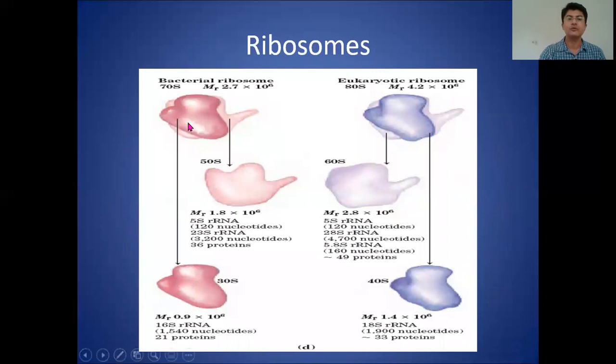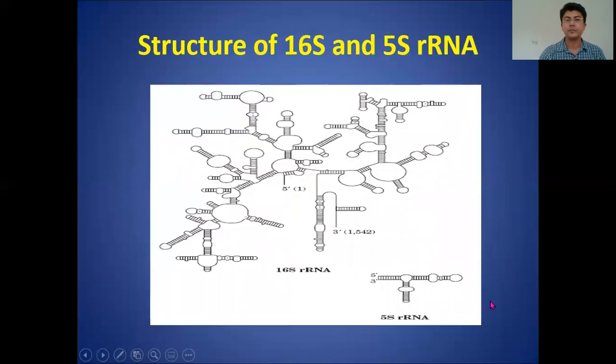So here, 70S ribosome found in the bacteria and 80S ribosome found in eukaryotes. They are made up of ribosomal RNA and proteins. So 70S is composed of 50S subunit and 30S subunit. 50S consists of 5S ribosomal RNA and 23S ribosomal RNA, whereas 16S ribosomal RNA is found in the small subunit of the ribosome. Similarly, the large subunit of the eukaryotic ribosome consists of 5S ribosomal RNA, 28S ribosomal RNA, and 5.8S ribosomal RNA, whereas the small subunit is composed of 18S ribosomal RNA in case of eukaryotes.